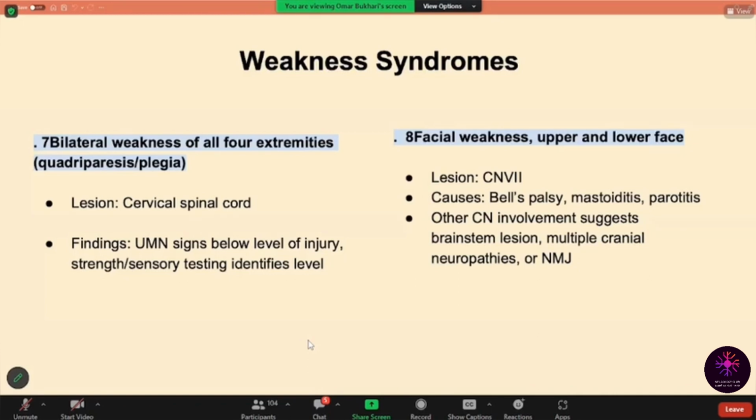Syndrome number 8, facial weakness, upper and lower face. Lesion can be in the facial nerve, caused by Bell's palsy if it was maybe idiopathic or post-viral infection, mastoiditis, parotitis. Other cranial nerve involvement suggests a brainstem lesion.